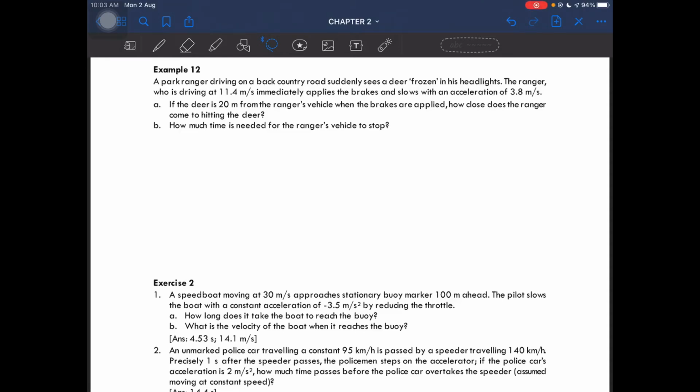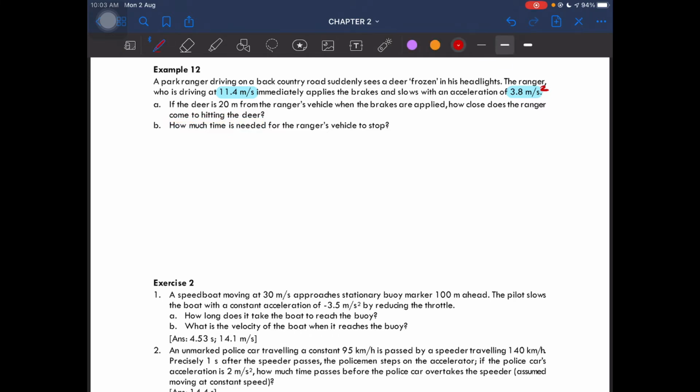Example 12. A park ranger driving on a backcountry road suddenly sees a deer frozen in his headlights. The ranger, who is driving at 11.4 meters per second, immediately applies the brakes and slows with an acceleration of 3.8 meters per second square. If the deer is 20 meters from the ranger's vehicle when the brakes are applied, how close does the ranger come to hitting the deer?